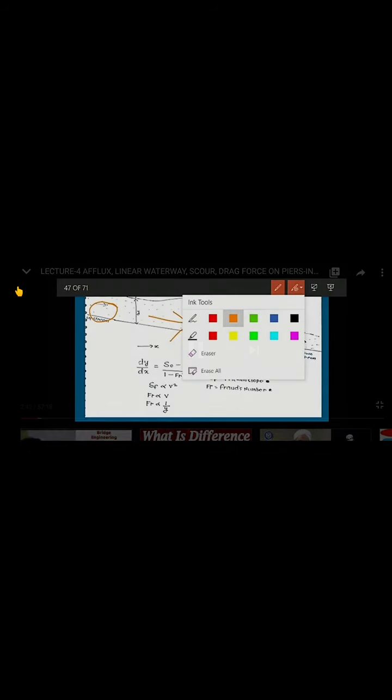The water is flowing with a velocity from the upstream to the downstream with gravity, isn't it? Okay, clear. And there is a pier. Due to the pier there is an obstruction. Due to that there is a change in the level of the water, isn't it?